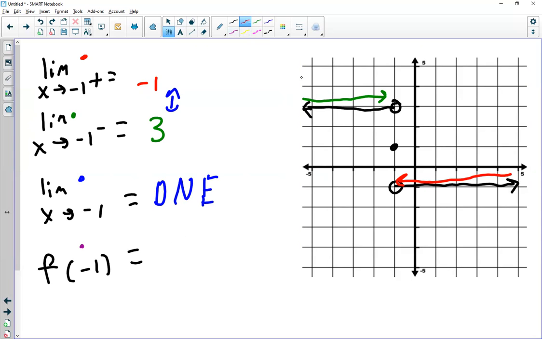And then over here, the last one, f of -1. So where does the line actually exist at -1? Here, where the coordinate point is, which is 1.